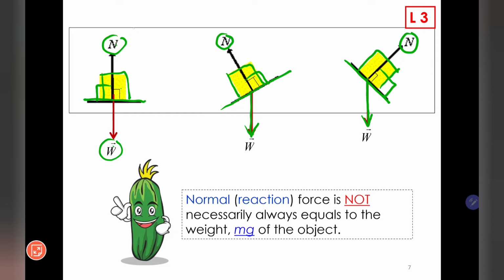For the first one, N equals W, of course. But for the second one, N and W are different, because in this case we need to resolve W into WY and WX, so that N equals WY. So it's not equal to the weight. Okay, so again, normal force is not necessarily always equal to the weight of the object.